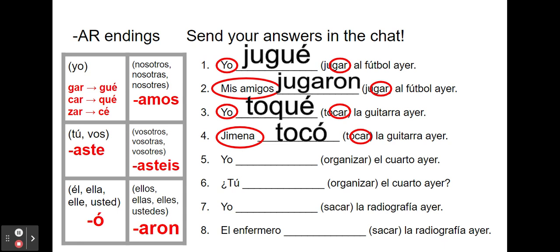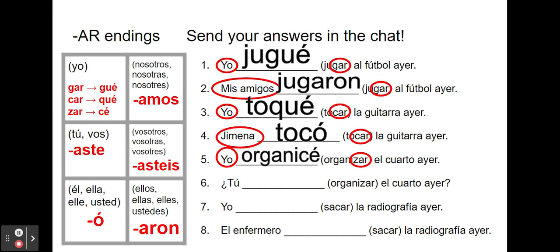Number 5, yo organizar el cuarto ayer. That is a ZAR verb, and I noticed that my subject is yo. So I'm going to have to use this irregular. ZAR changes to CE with an accent mark. So that would be organicé. Yo organicé el cuarto ayer. I organized the room yesterday. Again, this is past tense. All preterite is past tense, completed actions.